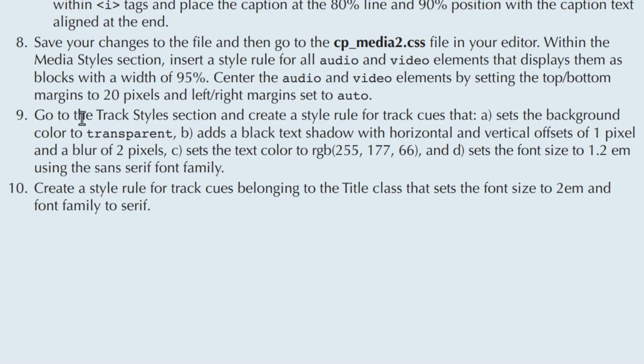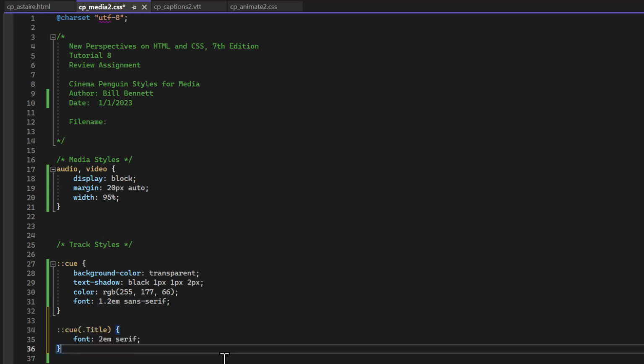We'll save that, and then back here to step number 10, we're going to create a style rule for the track cues that belongs to the title class. Remember that the first title that we added there had been classed as title. And that's going to set the font size to 2 ems and the font family to serif. So we're using the same pseudo selector cue there, but then identifying that we're using the cue that we classed as title and changing its font to 2 ems in size and the font family to serif. We'll save that, Control S.